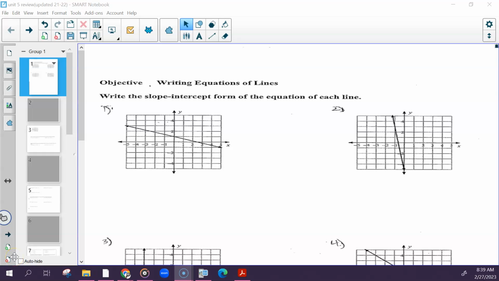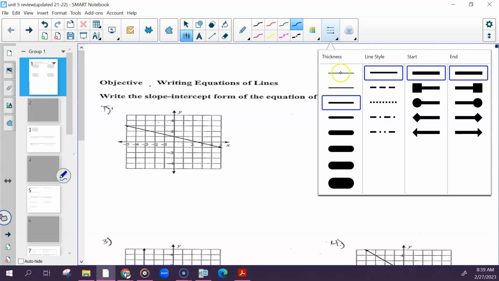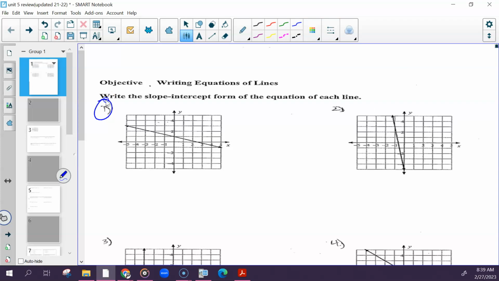Questions you have, want to go over, want to see, let me know. So any questions we want to see, go over on this first page? The first one, okay. Any others on this page?